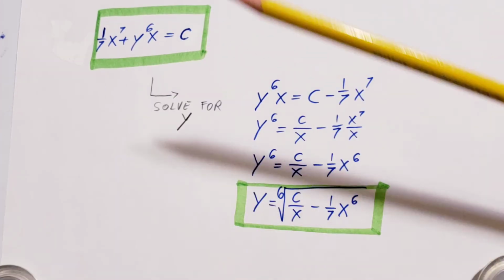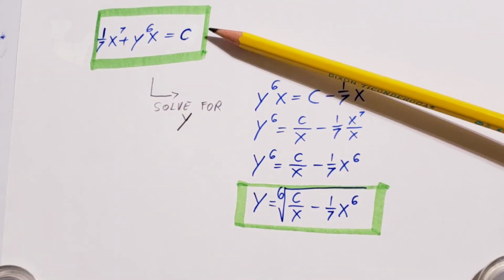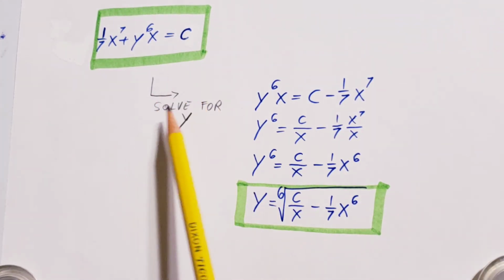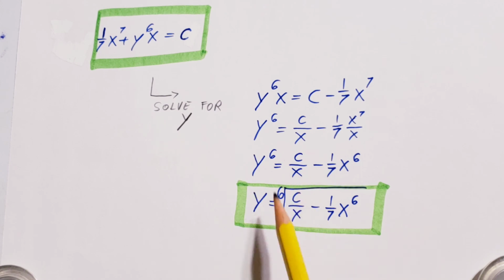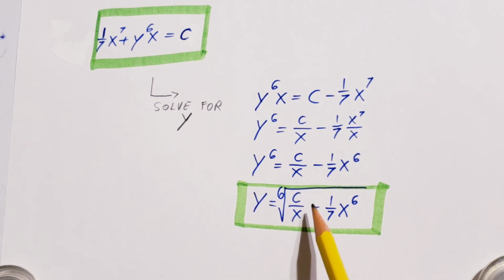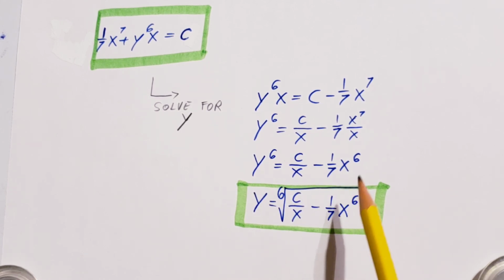This is a good enough answer, but sometimes they want us to express y on its own, so therefore we can simply solve for it, and we can get the sixth root of C over x minus 1 over 7 x to the sixth. And there you go. This would be our final answer for this exact differential equation.